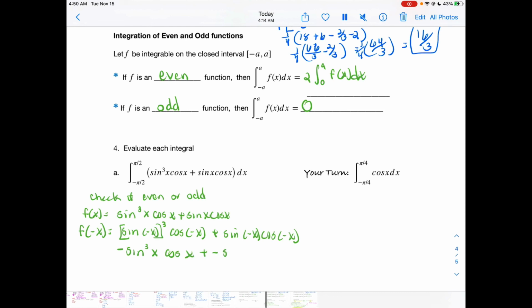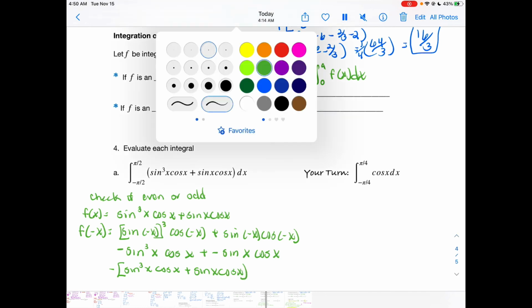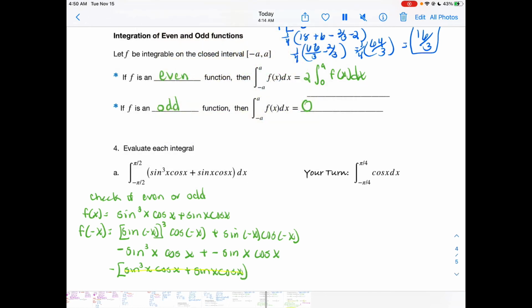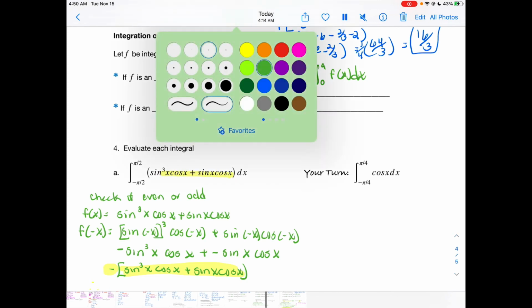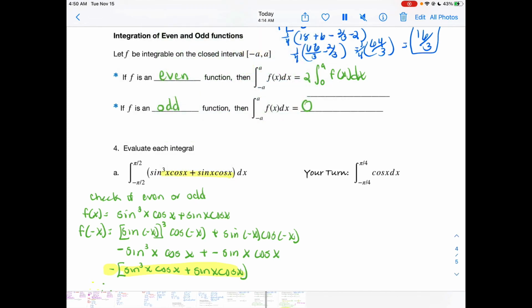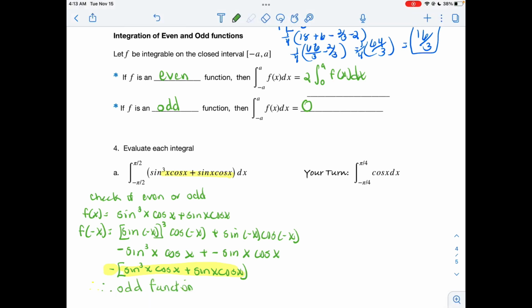And so then that gives us plus a negative sine of x, because it's odd, times cosine of x, because cosine is even. Then if we factor out a negative, we get negative times sine cubed x cosine x plus sine x cosine x. And notice that our answer is the exact opposite of our original function. We had negative times f of x, so it's the exact opposite of our original, which tells me that this is an odd function. And since this is an odd function, the integral from negative pi over 2 to pi over 2 of an odd function is 0. Okay, you try the next one.